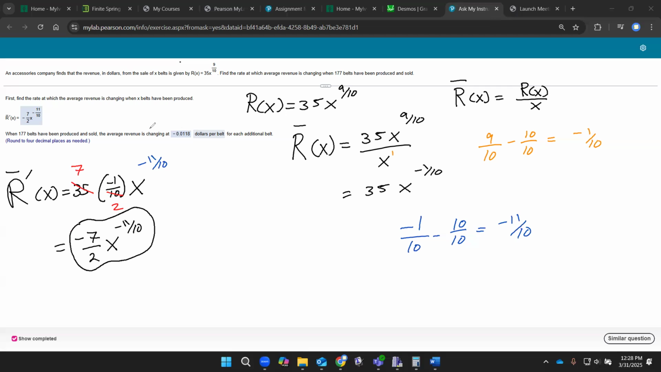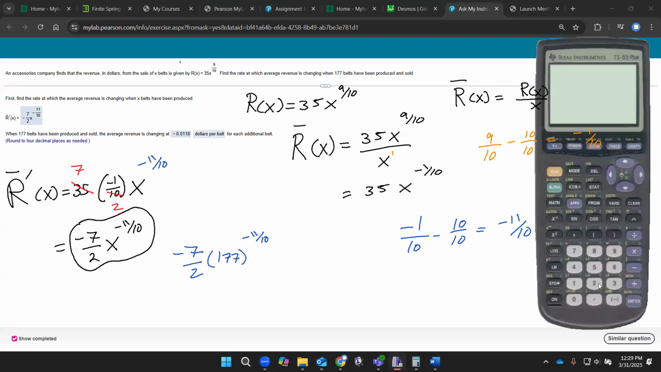But then it says if 177 belts have been produced. So in that case, we have to plug in that specific value. So that's going to be negative 7 halves, 177 belts to the negative 11/10. All right, let's see what we get.